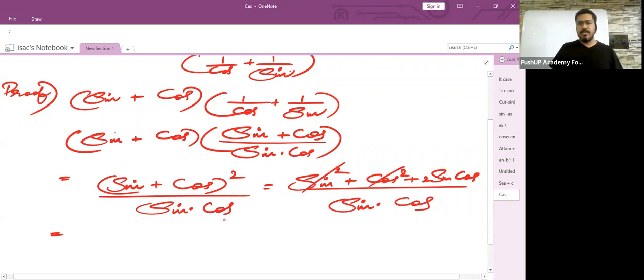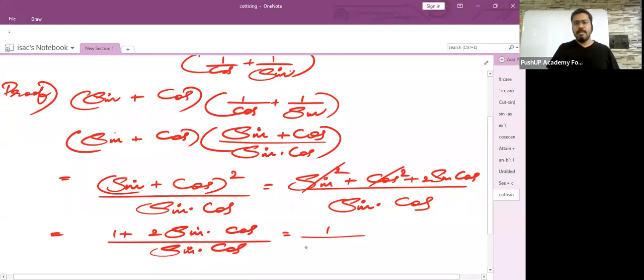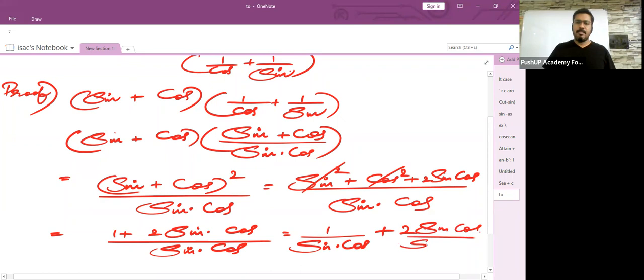Sine square plus cos square is 1. So 1 plus 2 sine cos, whole divided by sine into cos. Individually divide the numerators with the denominator. Okay. And then you get the answer. Easy? Fine? Done, children. So tomorrow also we are going to have a session on this.